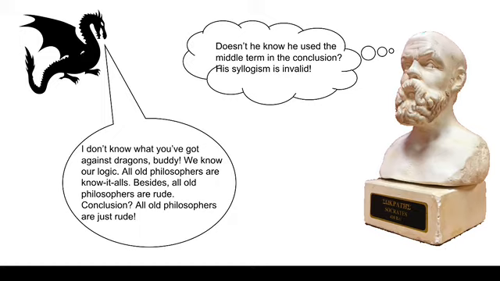Logic Dragon comes back and he's talking to Socrates. He says, I don't know what you've got against dragons, buddy. We know our logic. All old philosophers are know-it-alls. Besides, all old philosophers are rude. Conclusion, all old philosophers are just rude. Socrates is thinking, doesn't he know he just used the middle term in the conclusion? His syllogism is invalid. And that's the second one of our rules. You can't have the middle term in the conclusion. If you do, you really have not said something that is valid.